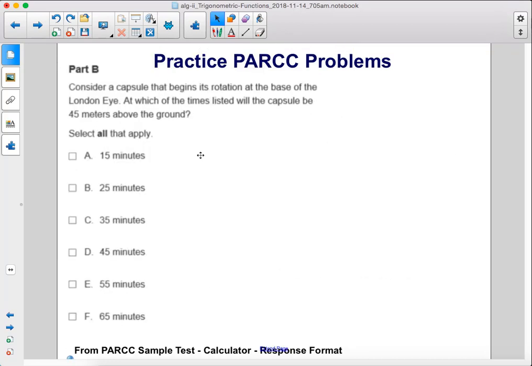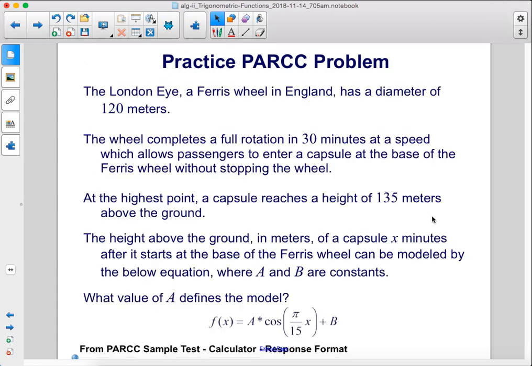Part B. Consider a capsule that begins its rotation at the base of the London Eye. At which of the times listed will the capsule be 45 meters above the ground? Select all that apply. Here we have the problem written again, and our question is what value of a defines the model?